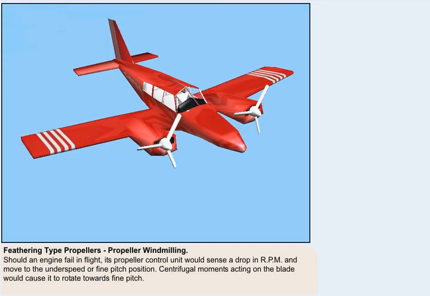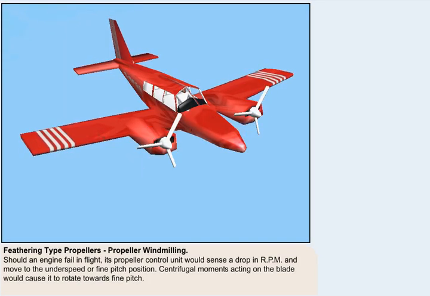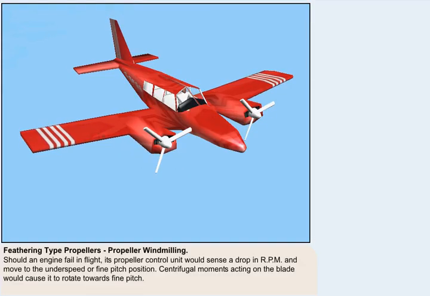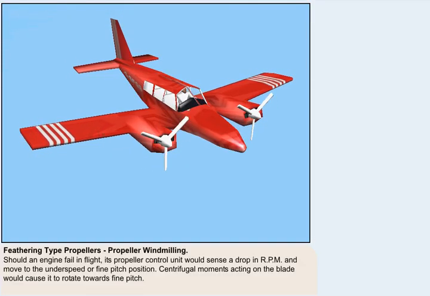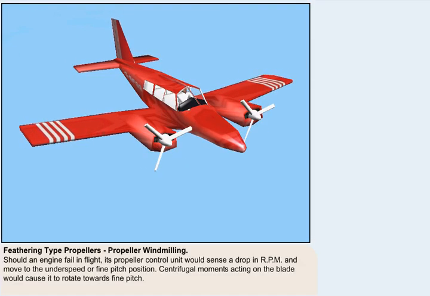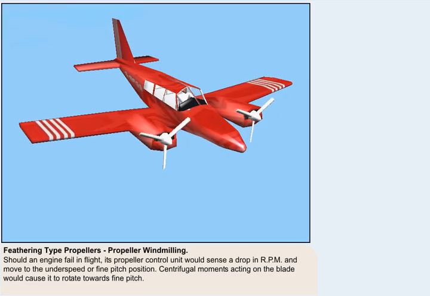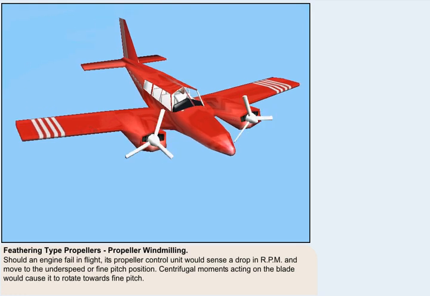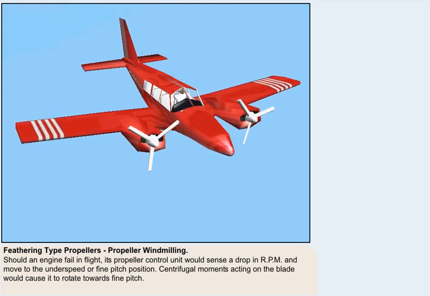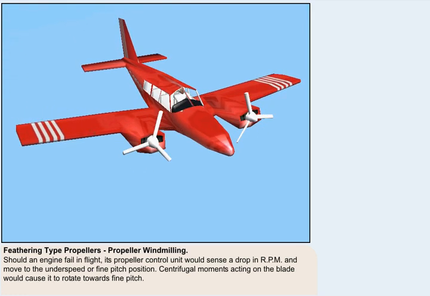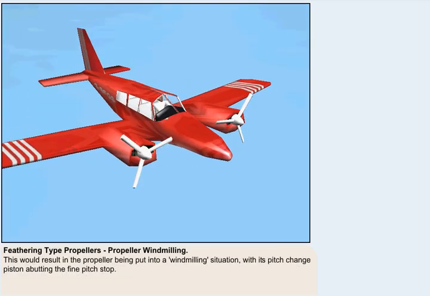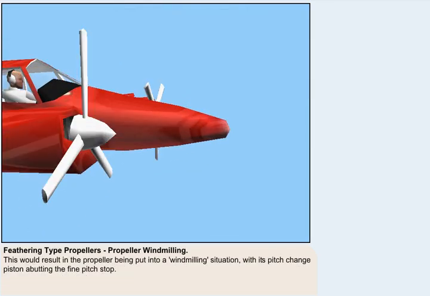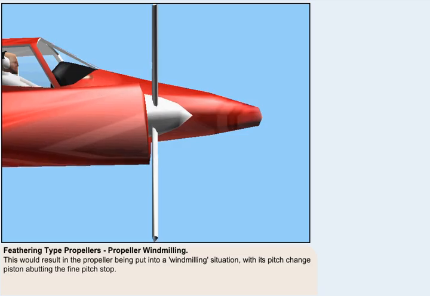Should an engine fail in flight, its propeller control unit would sense a drop in RPM, and, in an attempt to maintain the pilot's selected RPM level, would move to the underspeed or fine pitch position. Centrifugal moments acting on the blade would cause it to rotate towards fine pitch. This would result in the propeller being put into a windmilling situation, with its pitch change piston abutting the fine pitch stop.